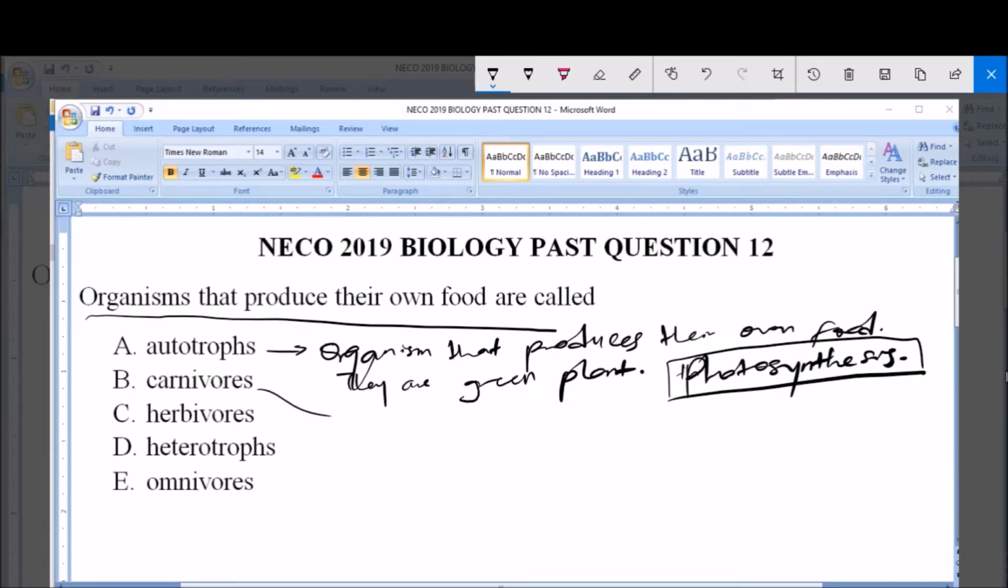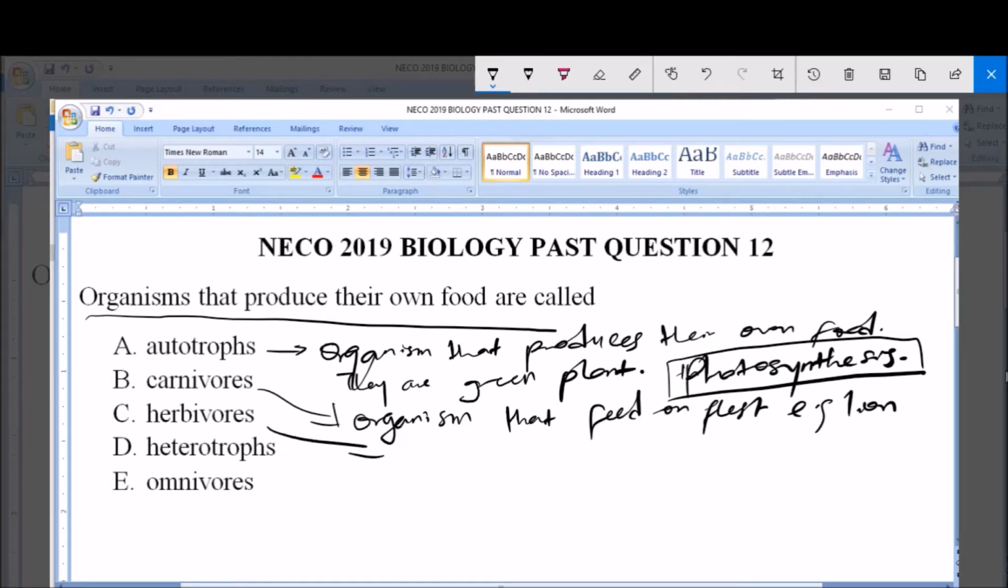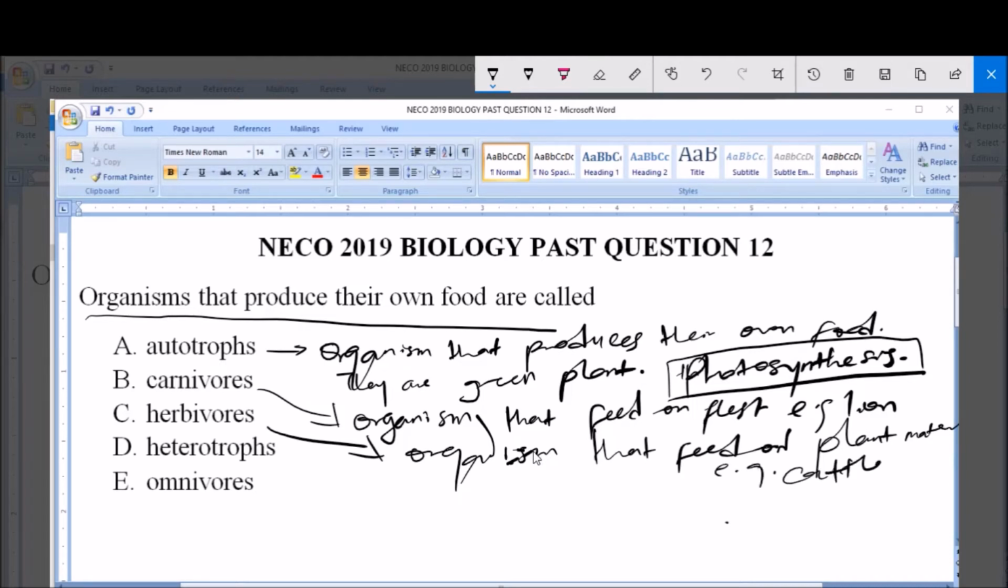Now option B says carnivores. Carnivores are simply organisms that feed on flesh or animals. Examples are the lion, tigers, leopard, and the rest. Now option C says herbivores. Herbivores are organisms that feed on plant materials. Examples are cattle, goats, sheep, and so on.